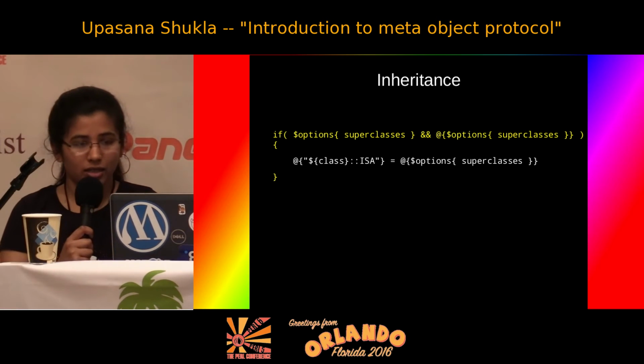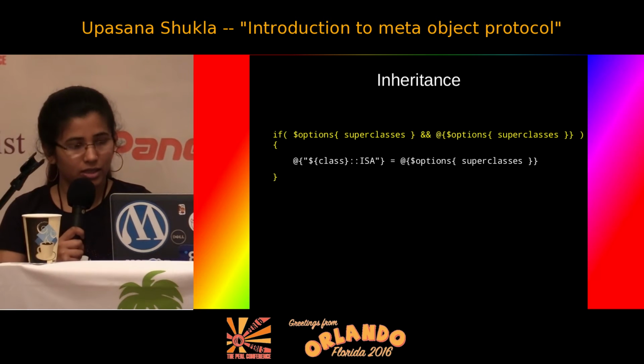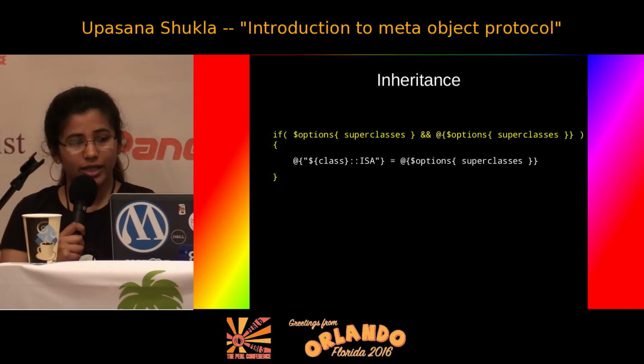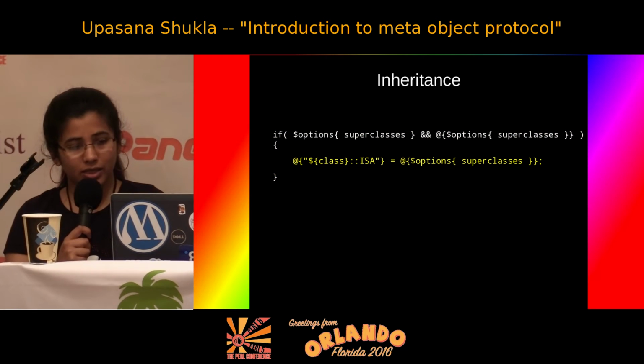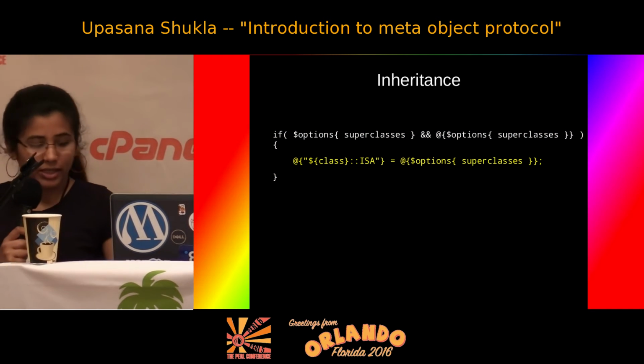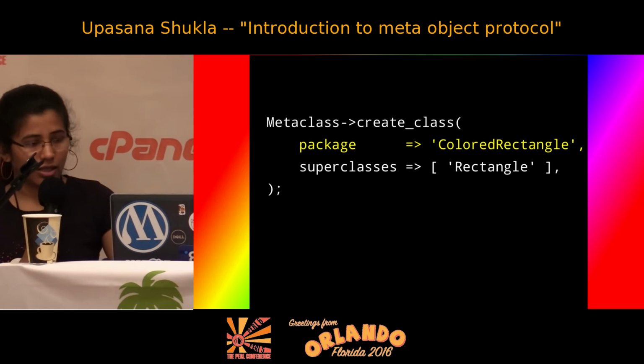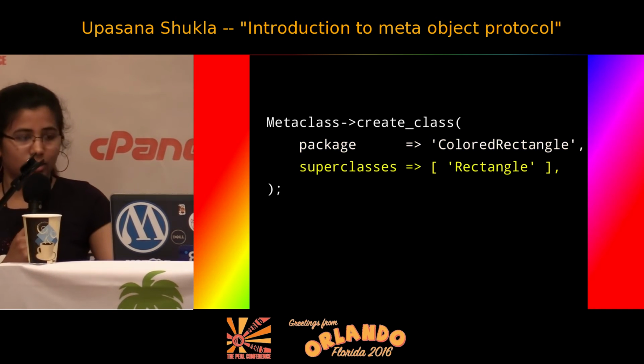So if I add these 4 lines in my create class, then I can define parents of my class at runtime. Here I'm just checking if the superclass key has been passed or not. If it has been passed, and its length is greater than 0, then just put it in is_a. And I can do this.